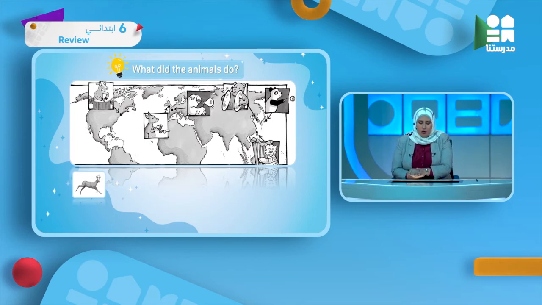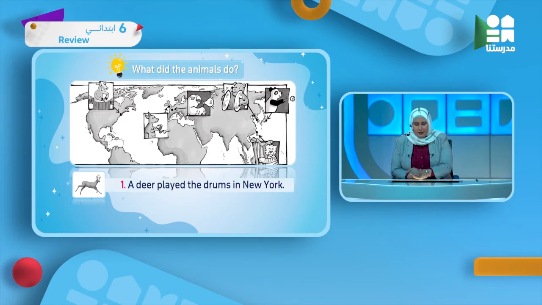deer بيعمل ايه في الصورة؟ ناخد بالنا كده نبص على الدير. ها؟ The deer is or played, actually عايزينها في الباست. يبقى deer played the drums فين؟ in New York. عندي هنا play in the past simple becomes what? Played. يبقى a deer played drums in New York.